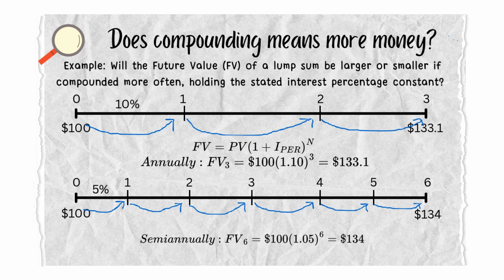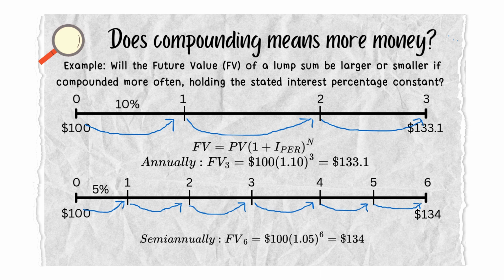For the next timeline, it's compounded semi-annually. It means that interest is added twice a year. So let's look at the timeline. Similarly, you also start with $100, but instead the periodic interest rate used is 5%, meaning that the annual rate is effectively 10%. This is because it's a periodic rate and interest is added twice a year, so 5% multiplied by 2 periods gives an annual rate of 10%. Interest is added every 6 months.